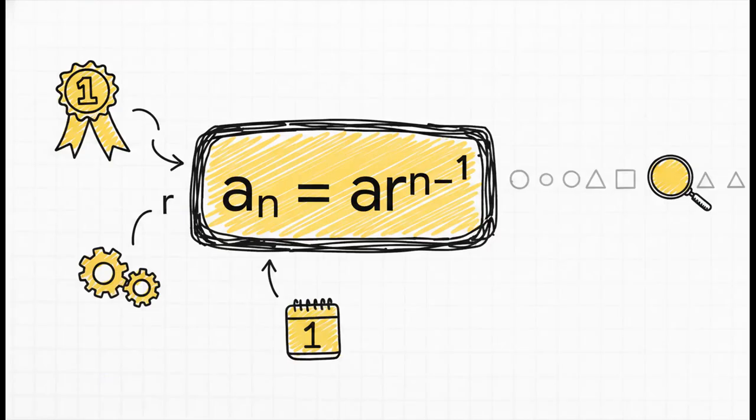This formula right here is your absolute number one tool. If you need to find any specific term in a GP, I don't care if it's the 5th term or the 50th term, this is your key. A is that first term, R is the common ratio we just talked about, and N is just the position of the term you're hunting for.